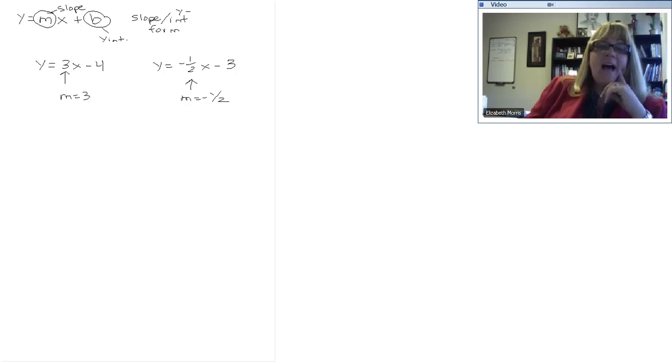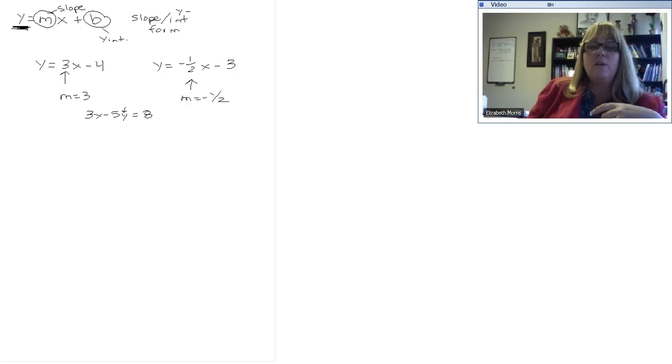What if I had 3x minus 5y equals 8? Can't just find it, but can you solve for y, meaning isolate this variable, and then it would be in this formula right here, and we'd be able to solve and find the slope. So in this case, my x's need to move over.